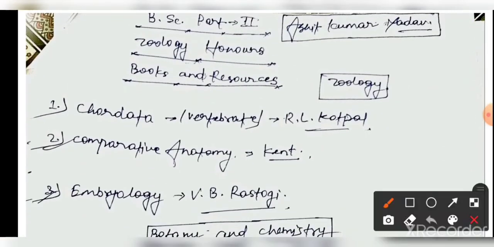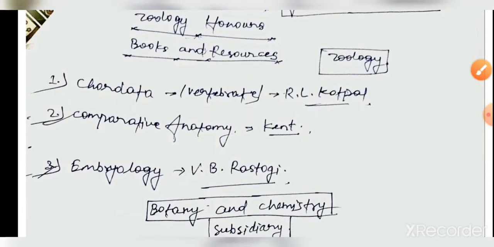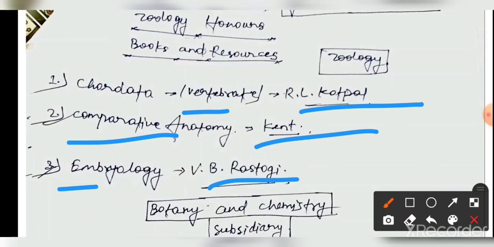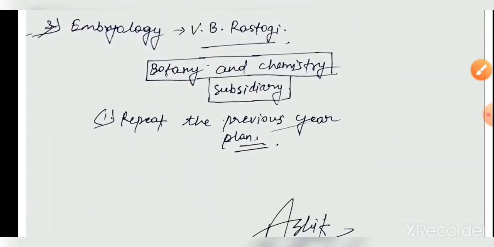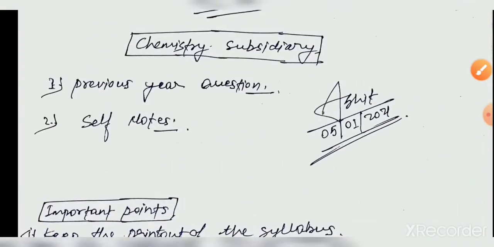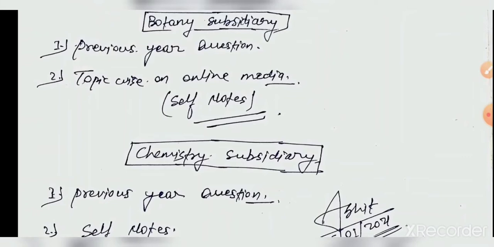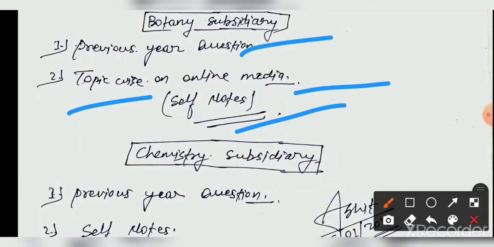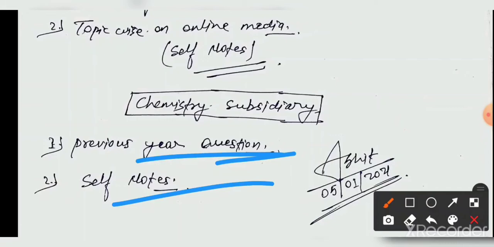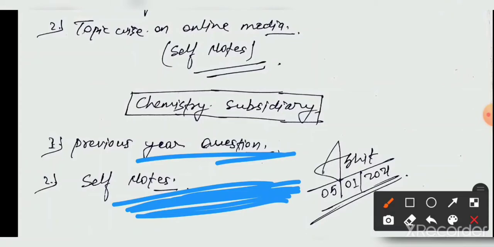The students who are in BSc part 2 can prefer these books. I have told you about the books and resources for the Chordata portions. We need to take the vertebrate book by RL Kotpal, comparative anatomy by Kent, embryology by VV Rastogi. For chemistry and botany subsidiary, repeat the previous year plan. I followed this plan for 1 year. That was the plan for part 1, and you can also follow this plan for BSc part 2 onwards, that is previous year question papers and topic wise material on online media. I made self notes on this. For chemistry subsidiary also, we need previous year questions and self notes. Every topic I studied in class 11th or 12th, so we just need to refresh the topics and add something on the new topics.